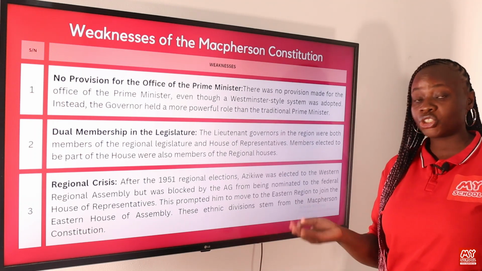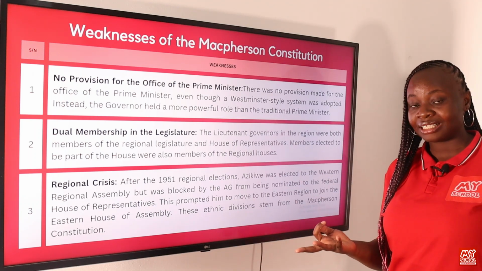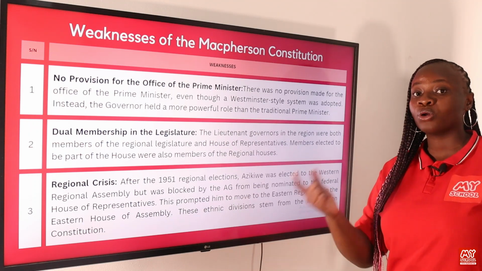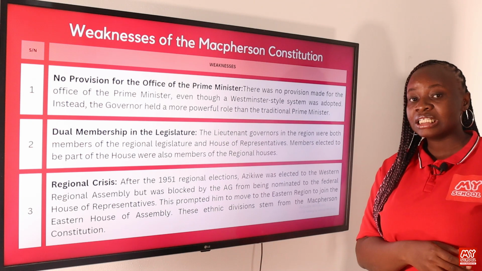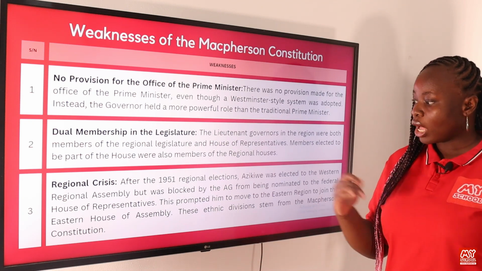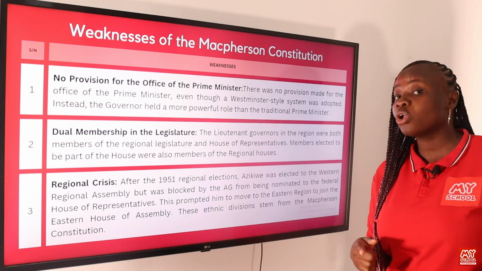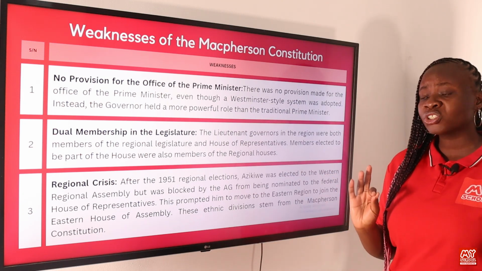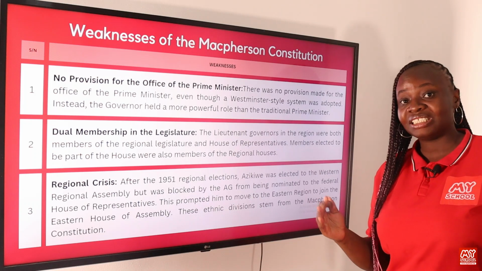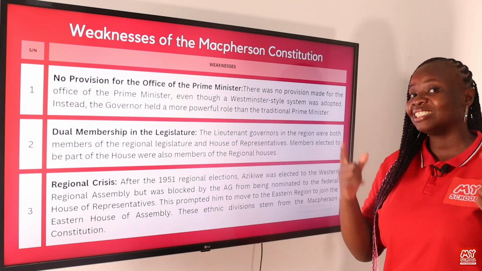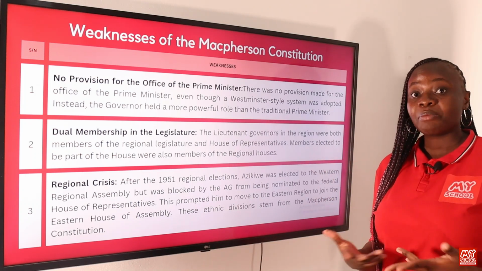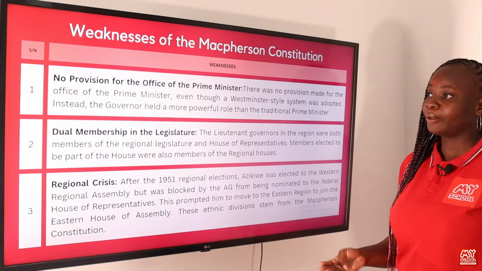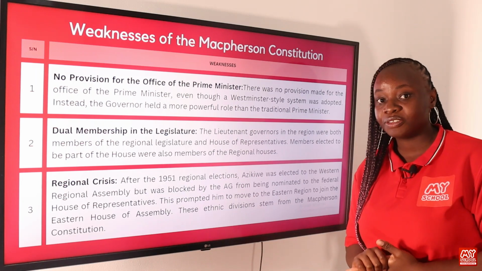Again, the Macpherson Constitution allowed for that division along ethnic lines, so that people who were born in another region could not contest for elections in a different region. So Azikiwe contested for election there. Though he was able to gain admission into the House in the West, he was not allowed to be nominated for representation of the West in the Central Assembly. So we can see that the Macpherson Constitution led to a lot of ethnic divisions within the country at that time. So we'll come to the end of this segment of the video lesson.